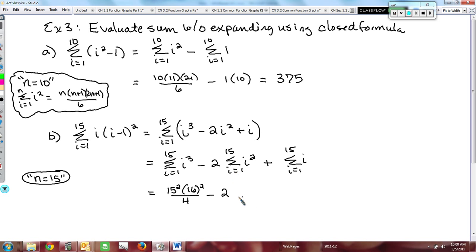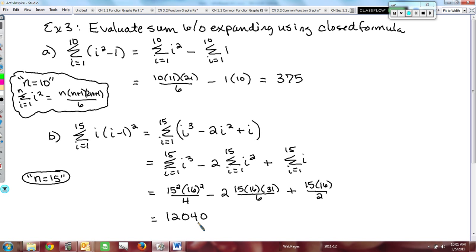My sum of i squared is going to be n(n plus 1)(2n plus 1) all over 6, plus the sum for i is n(n plus 1) all over 2. And then I type it in my calculator and I get my answer, and you can verify that by using the summation in your calculator.